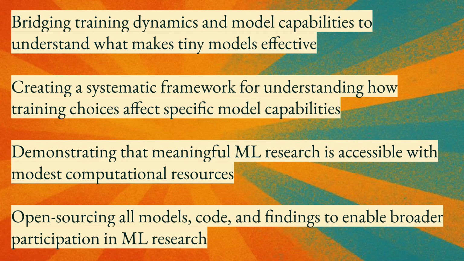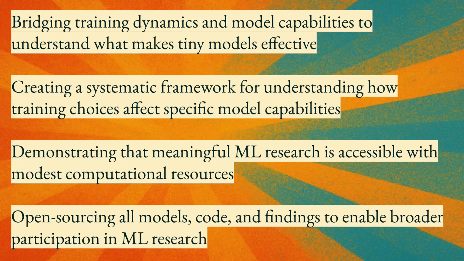Here are the 4 things I want to use to recap this presentation. Again, I'm bridging training dynamics and model capabilities to understand what makes tiny models effective and whether or not those things are predictable based on how your training runs are going. I want to create a systematic framework for understanding how training choices affect specific model capabilities. This is what I'm really excited to see, how, as they did in the TinyStories paper, certain things like grammar and consistency were affected by certain architectural choices or training choices.